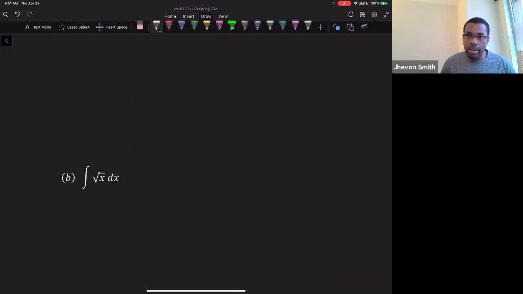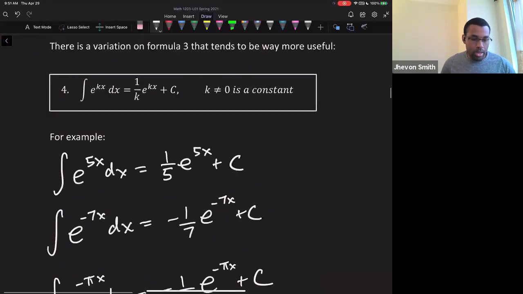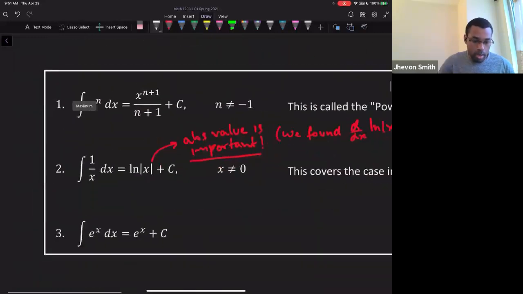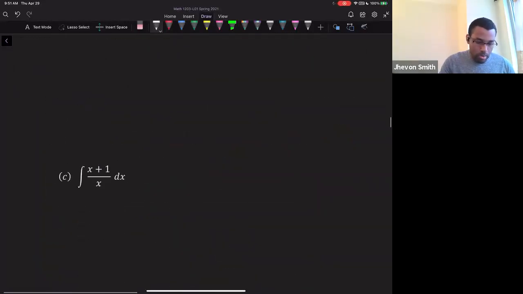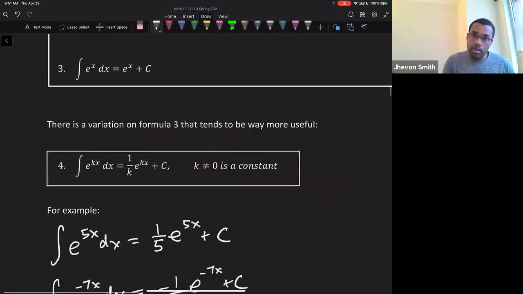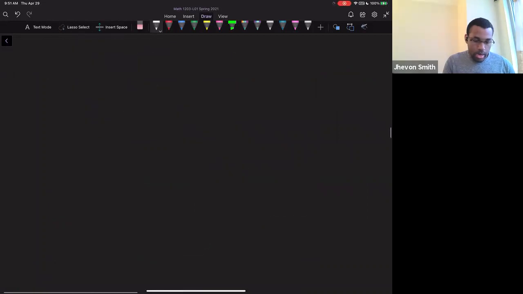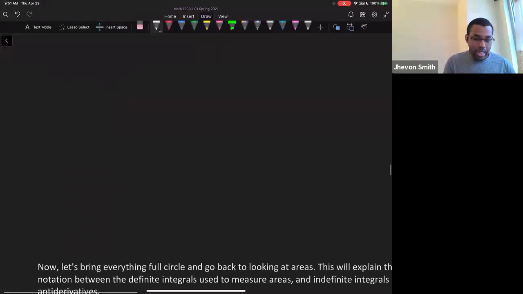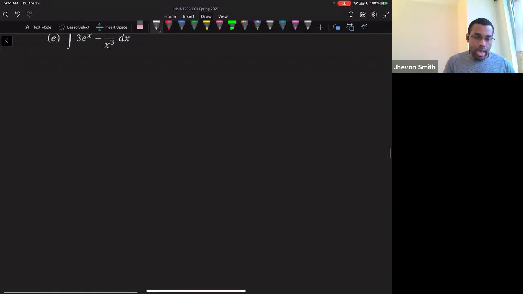It has a radical. Well, how can I make it look like a rule? Write it as x to the half power. Then it would look like this rule, rule number 1. What about this one? Doesn't look like anything. What can I do? Divide x into each part. Then it looks like rule number 1 and rule number 2, right? And so on. We can get a little bit more complicated, a little bit more complicated, but we can just keep going and do these computations.